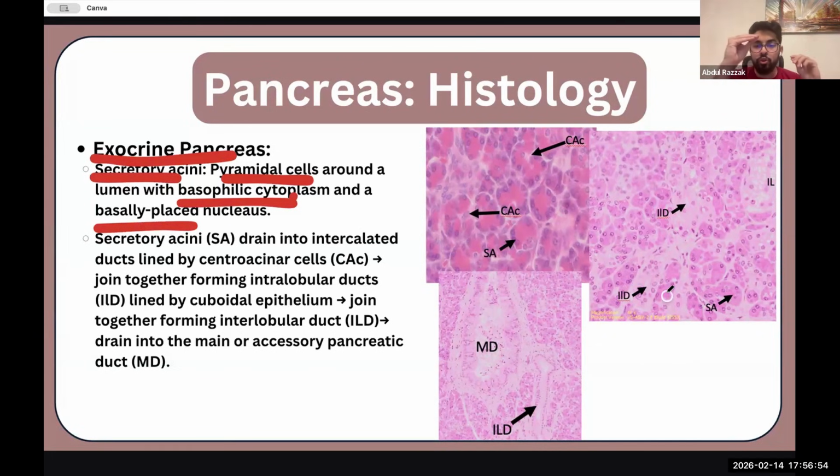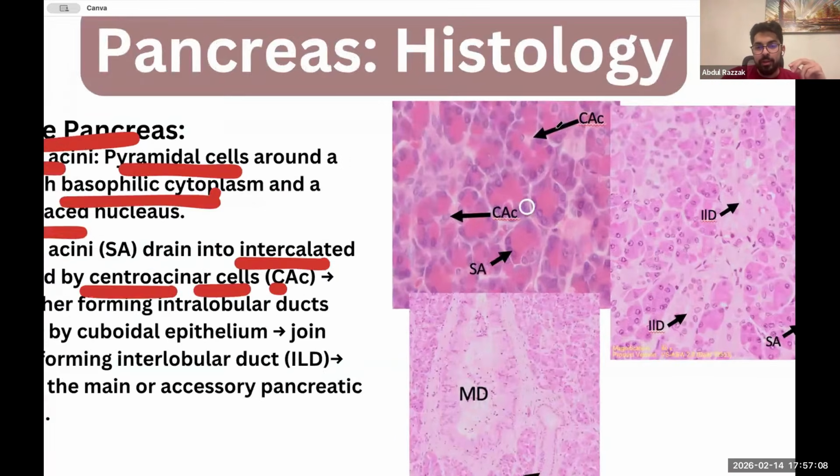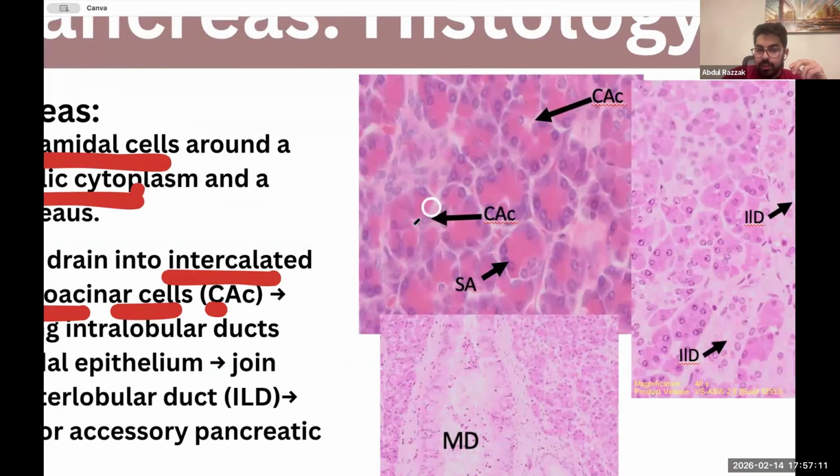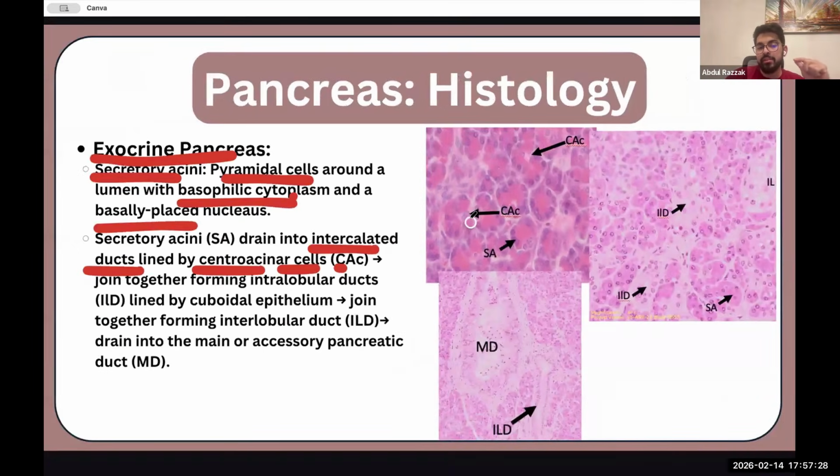These acini are going to empty their juice into bigger ducts or bigger canals called intercalated ducts. These ducts are lined by centroacinar cells. So how you are usually going to identify centroacinar cells is by these light staining cells. They are very light pink cells in the middle of a very dark pink circle, okay? So once you see those structures, a very dark pink circle and in the middle of it a very light cell, you know these cells are the centroacinar cells, lining the intercalated ducts of the pancreas.